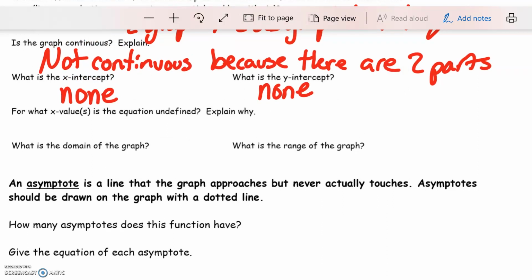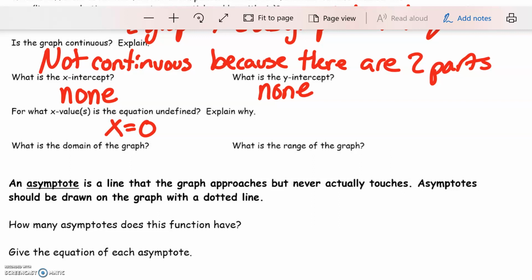For what x value is the equation undefined? When we say set the denominator equal to 0, that would give us an undefined equation. In this case, it's when x equals 0. Later on, it's going to be different, and it might be a little bit harder, but you're just going to set the denominator equal to 0.